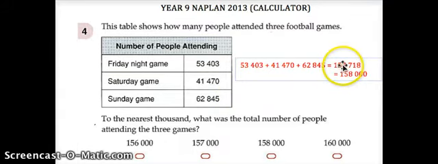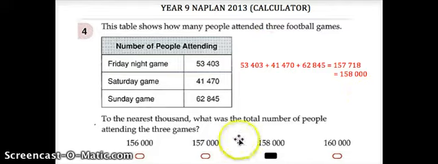So is it going to be 157,000 or 158,000? Now looking at the 718, it is bigger than halfway, which would have been 500. So we round up to 158,000, because 157,718 is closer to 158,000 than it is to 157,000.